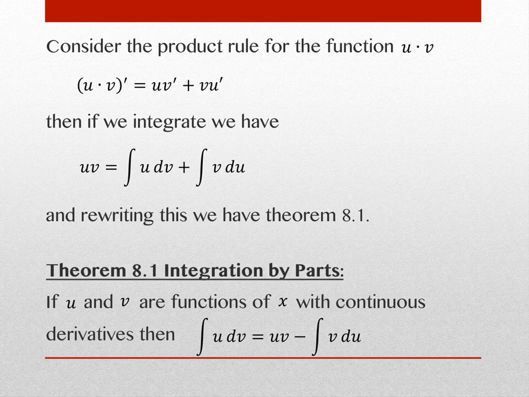Now, if we sort of undo this and we integrate each of these pieces like this, the integration and the derivative of the first piece cancel out. Make sense? And I'm left with uv. That's what happens down here on my next line.